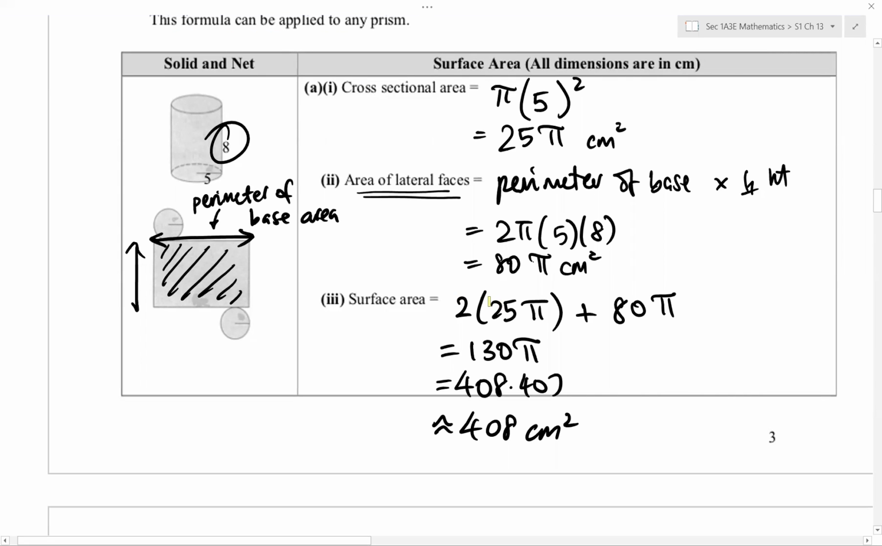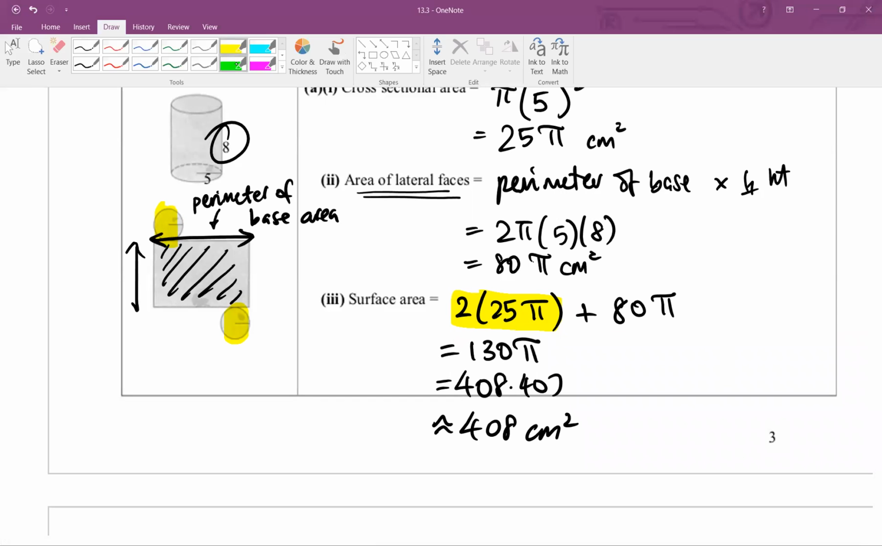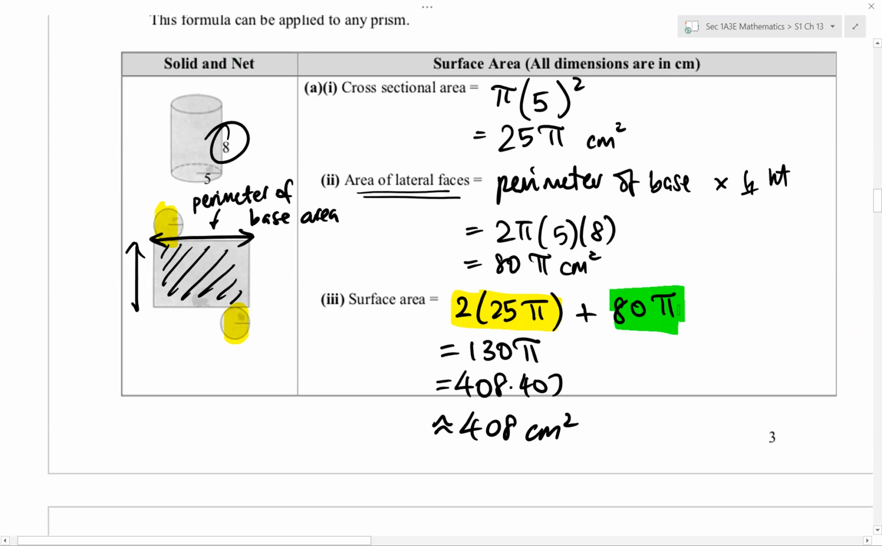I will now highlight what we are calculating. So the yellow color portion, 2 times the cross-sectional area. That rectangle over there is given by our 80 pi. Okay? So your job is to watch that video with that QR code.